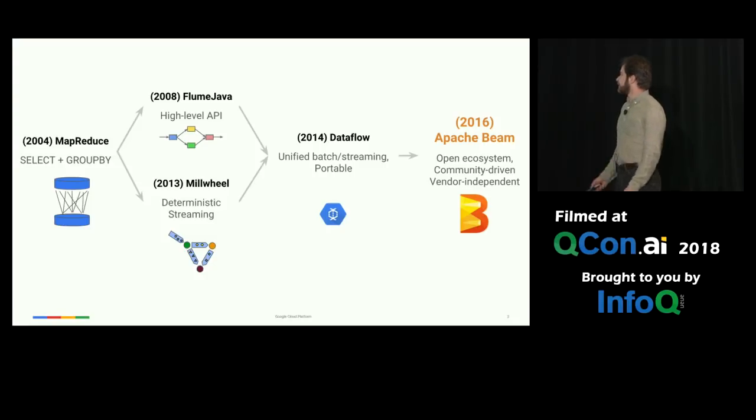Then in 2014, these things were unified into Cloud Dataflow, which unified batching and streaming under one programming model that I will explain soon, because Beam uses that programming model. And Dataflow from the beginning aimed to become portable between different runners. So the point was that you can run these pipelines on more than just Dataflow.